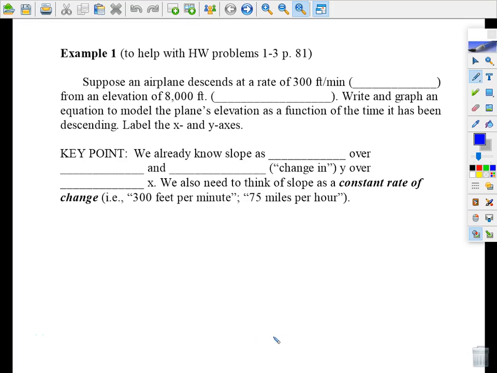In section 2.4, we are working on creating linear models. That's the title of the section in your textbook. You can also think of this as writing linear equations. We've been doing this already in this chapter. We've been given certain information about a line, such as the slope and 1 point on the line, and we've been asked to write the equation.